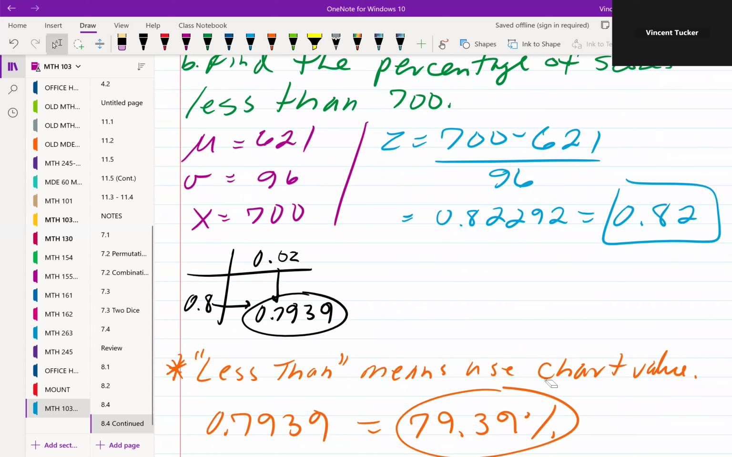Or if they want a percentage, they'll tell you. So that's 79.39%. Also, make sure you watch how many decimal values they want. They may want you to round to the 10th place, 100th place, and so on.